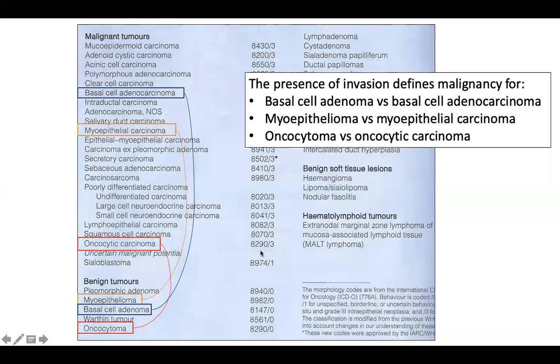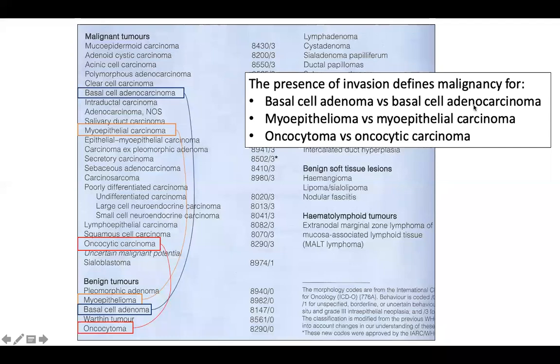Okay. Another thing about salivary gland. So there are several tumor types where the diagnosis of malignancy is based on the presence of invasion. So you actually have to see invasion to diagnose malignancy. And these are the tumor types: basal cell lesions, myoepithelial cell lesions, and oncocytic lesions.